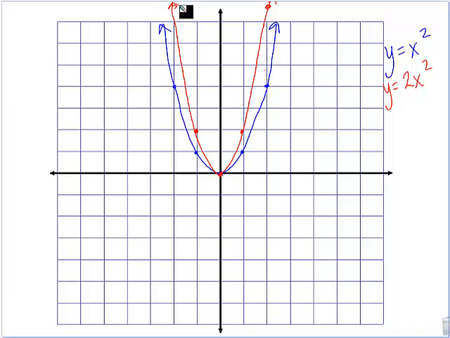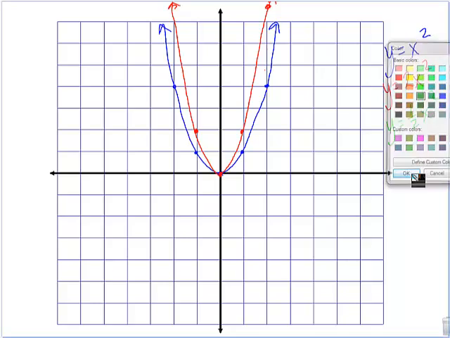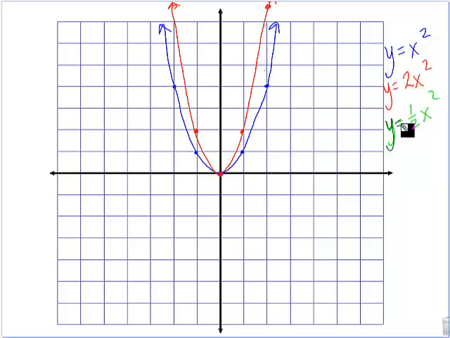Okay, let's put one more on here. y equals a half x squared. Oh, that green's kind of hard to read. Let me make it a darker green. I need to figure out how to get the darker green set as one of my colors, I think.